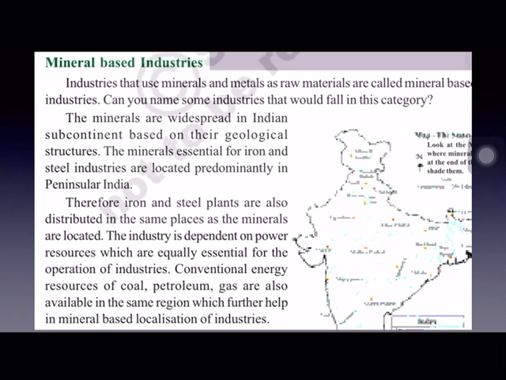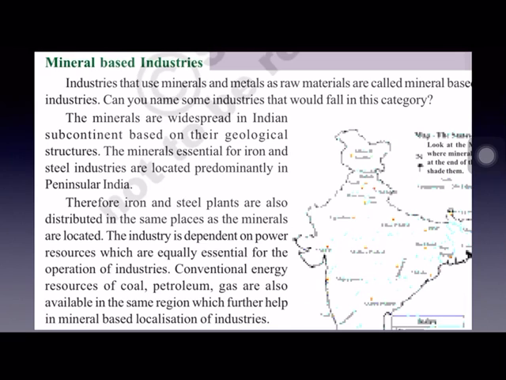That means where these mines are available. Iron and steel plants are also distributed in the same places where these minerals are located, because for the iron and steel industry we need iron ore and coal. So wherever these iron ore and coal mines are there, iron and steel plants are located. They are distributed in those regions only. And the main requirement for this industry is power.